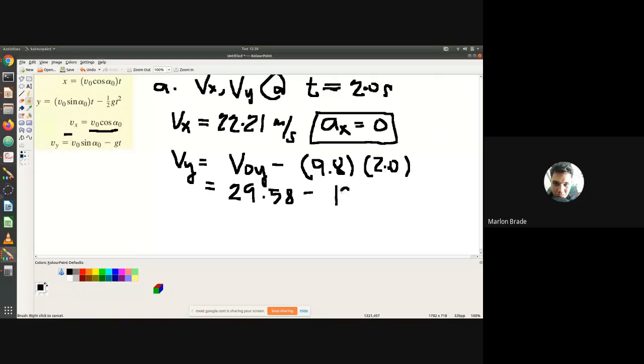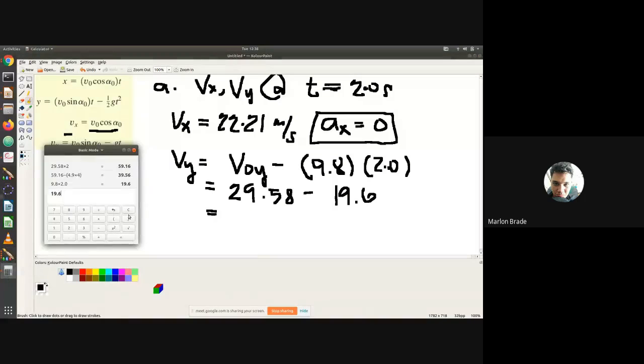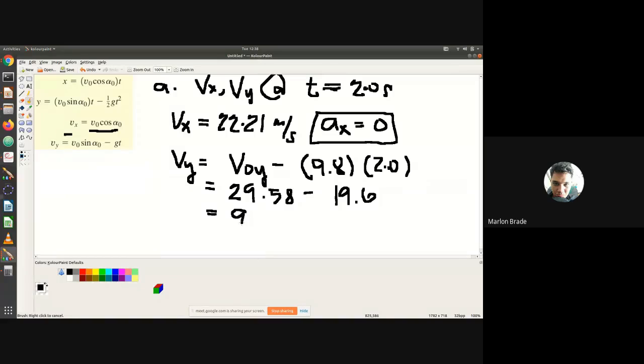Okay? 19.6, so 29.58 minus 19.6. So this is just positive 9.98 meters per second. So therefore, at this certain moment, after 2 seconds, ang bola sa baseball nagsaka pa gihapon since ang nakuha nga velocity is positive. So therefore, after 2 seconds, mosaka pa siya.